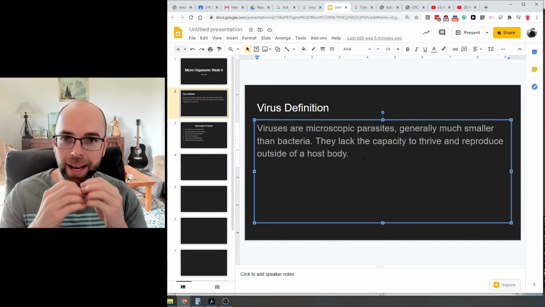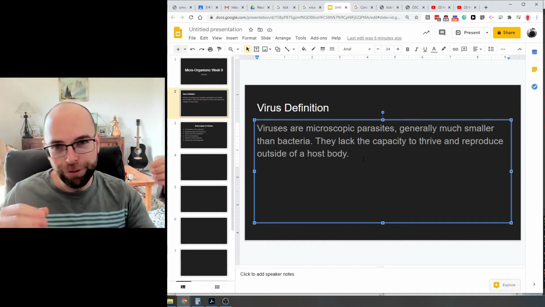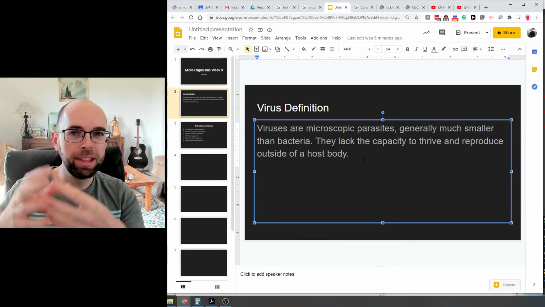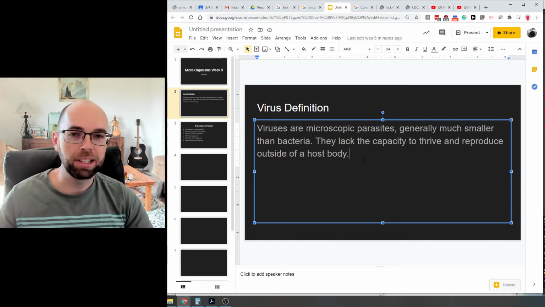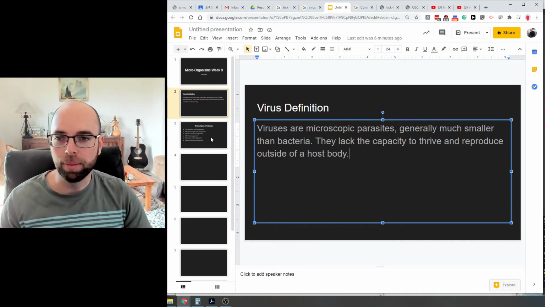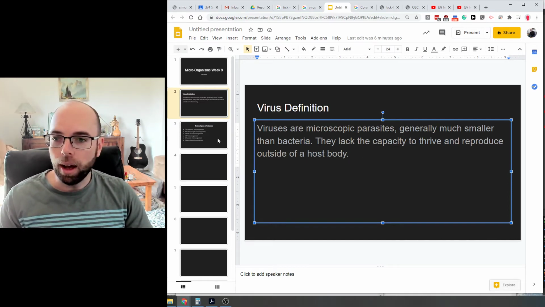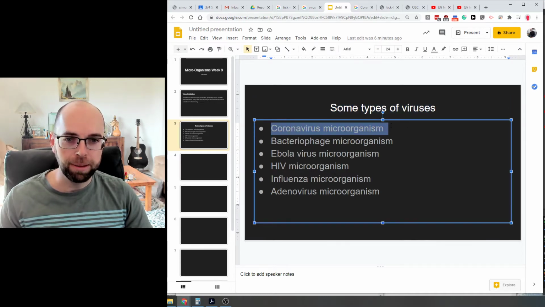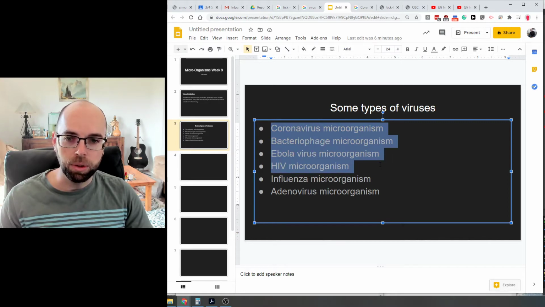Viruses can't do anything until they invade something else, like a piece of bacteria, and then they can use that bacteria to grow and spread. I'll give you an example. I've got some types of viruses here, and I've listed the coronavirus up first because I'm going to use that as an example first, and I've got a few other ones afterwards.